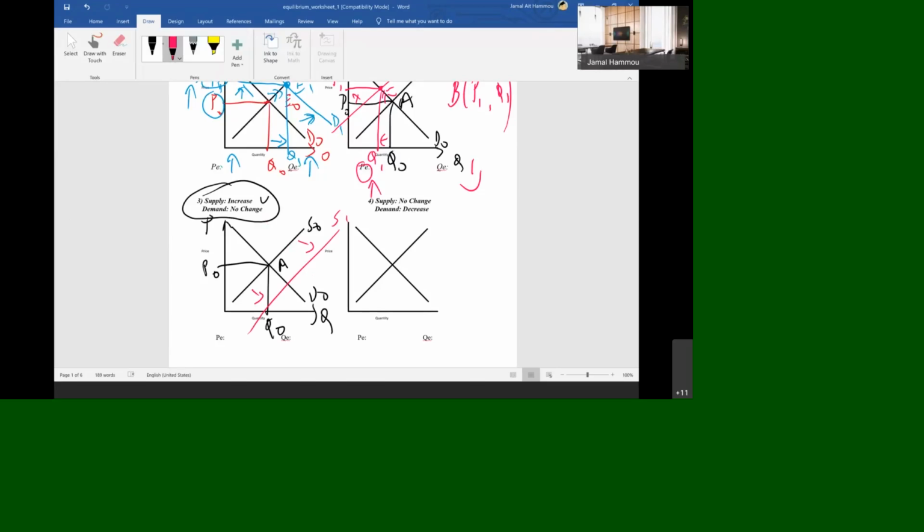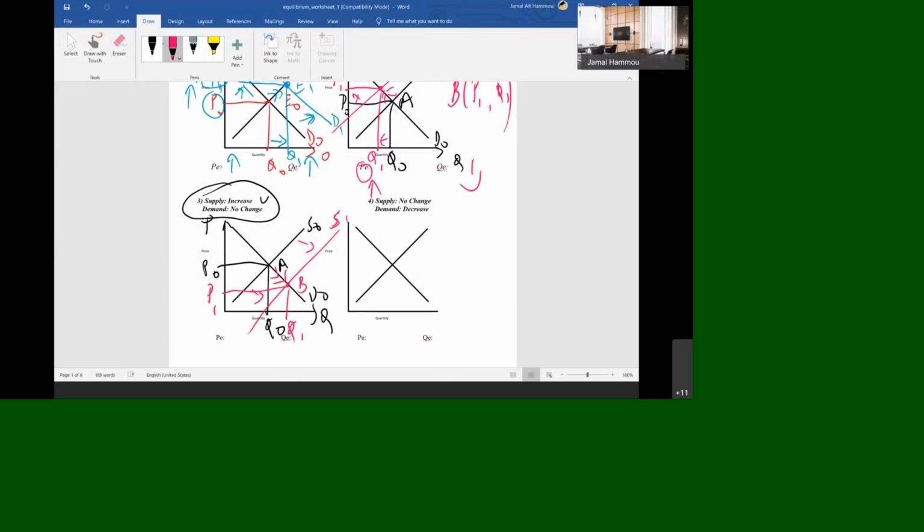So now, what does that mean? It's like this one is not here anymore. Now I have to find the equilibrium with the new supply. I have a new supply and the old demand curve. That's the equilibrium right here, B. So I moved from A to B. I have a new price. I have a new quantity.